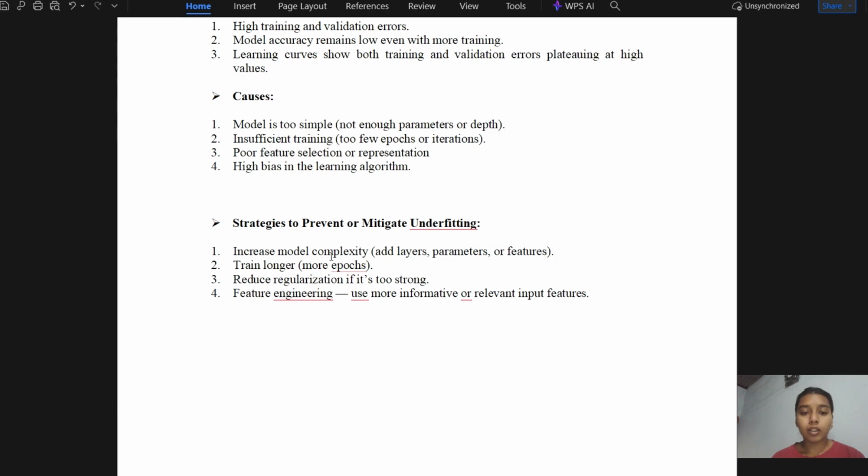First, increase model complexity, like adding layers, parameters, or features. Second, train longer. Third, reduce regularization if it's too strong. Fourth, feature engineering. Use more informative or relevant input features.